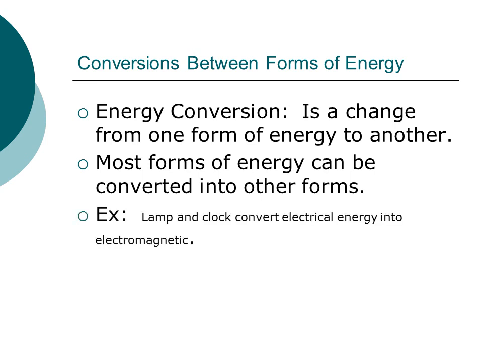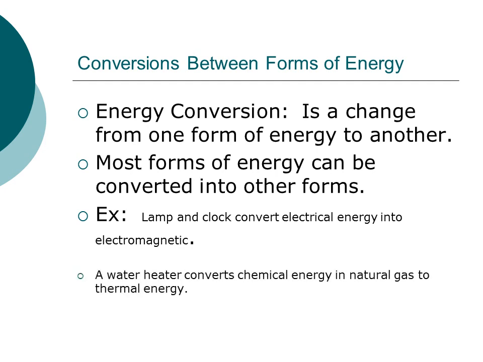An example would be a lamp or a clock, which converts electrical energy into electromagnetic energy. A water heater converts chemical energy, in the natural gas form, to thermal energy.